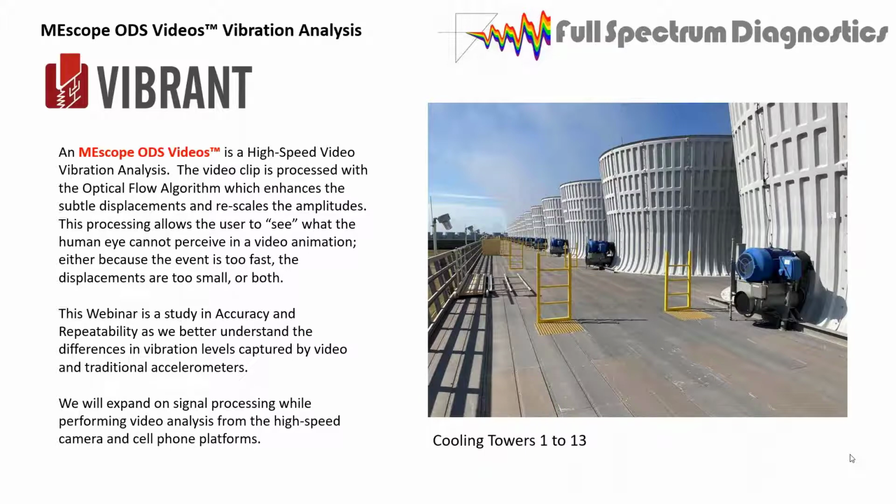But the webinar here is a study in accuracy and repeatability, as we try to understand the difference in vibration levels captured by video and captured by traditional accelerometers. And there's a few things that I just found today that were odd, and we'll get into some of that. We're going to expand on signal processing while we're performing video analysis. This is important because of the time constraints. So we're going to see what is the optimum time to get a good animation, to get a good spectrum, and to get a good waveform. And there's a bit of resolution changes that will help us out on that. So we'll get started.